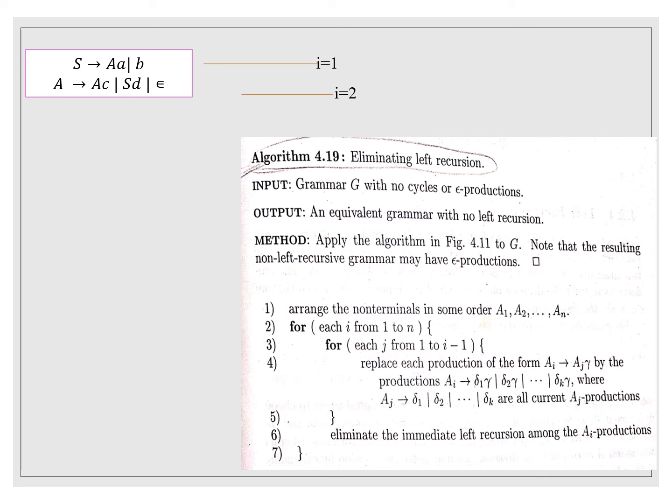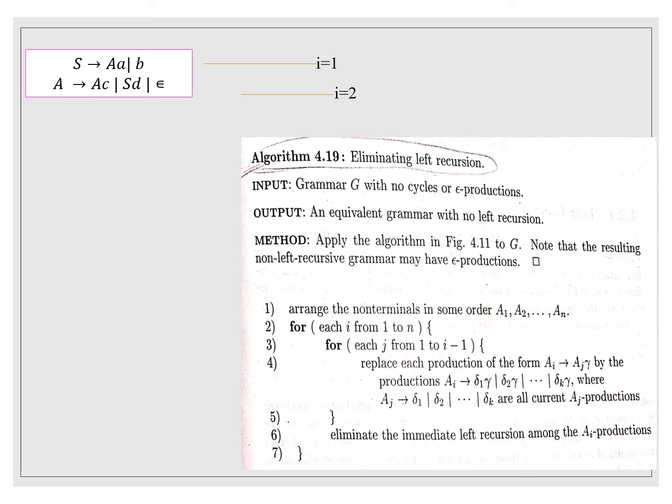What is the input here? The grammar G with no cycles or epsilon production. But here we have something called the epsilon production, right? So don't worry, the epsilon production is harmless here. Actually, this algorithm doesn't work because of epsilon production, but this epsilon production is harmless. So let us apply the algorithm now. Okay, input is grammar G.